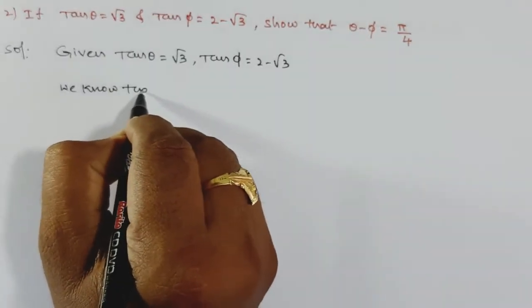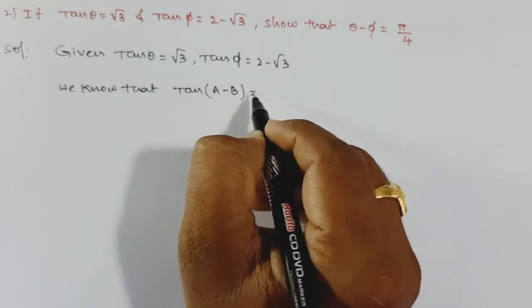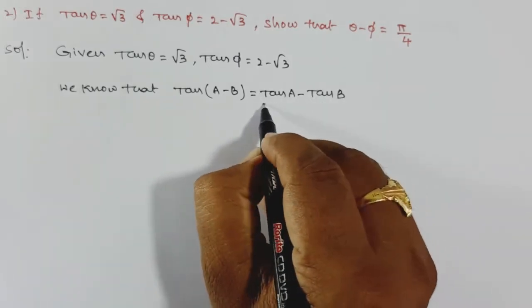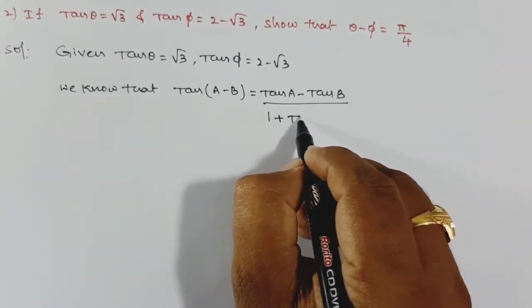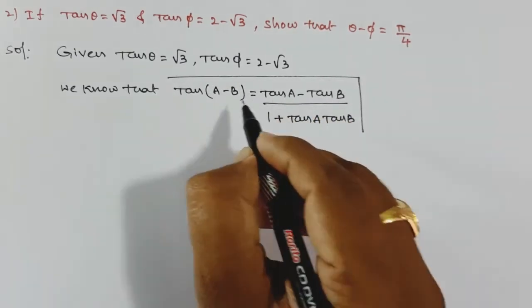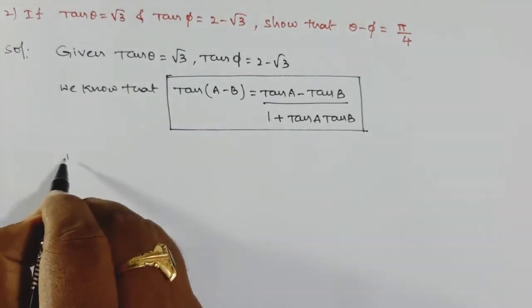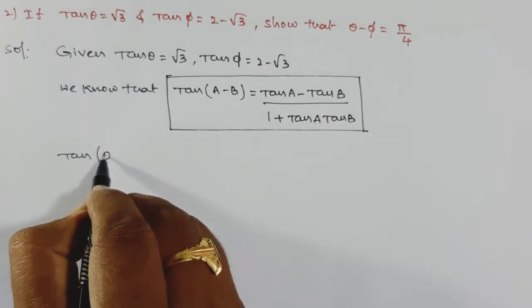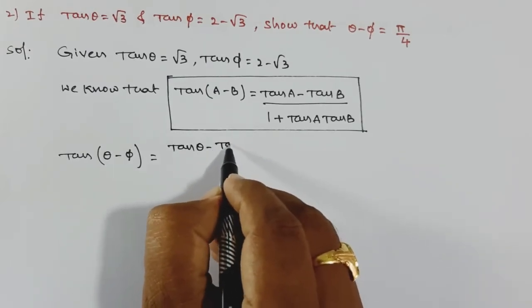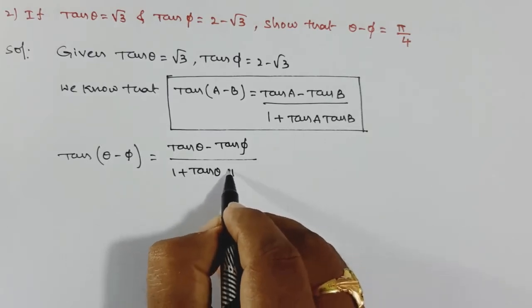We use the formula tan of A minus B equals tan A minus tan B by 1 plus tan A tan B. But here they have given the angles theta and pi, so A and B are replaced by theta and pi. We write the formula tan of theta minus pi equal to tan theta minus tan pi by 1 plus tan theta tan pi.